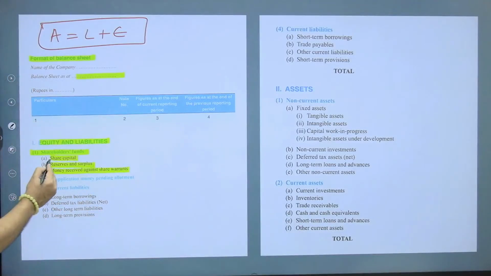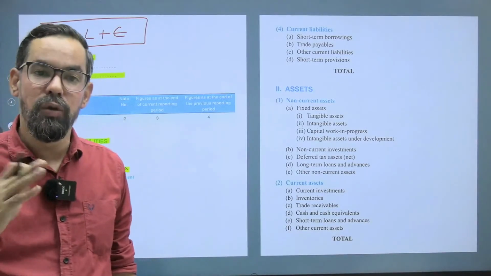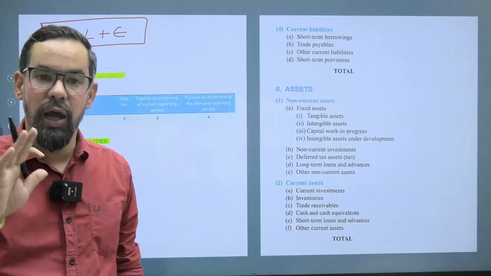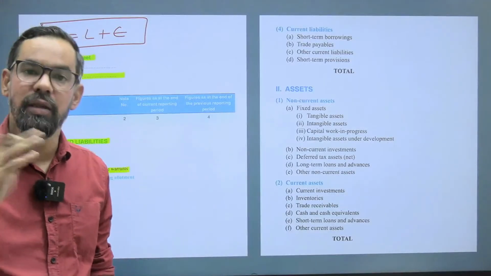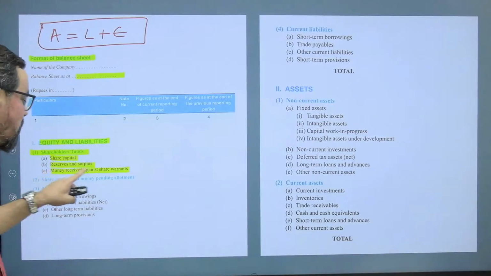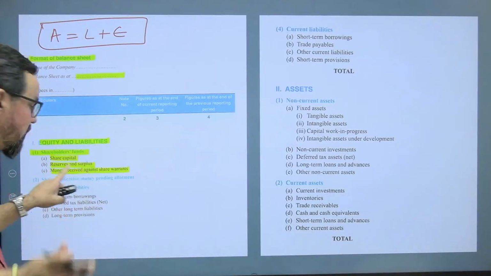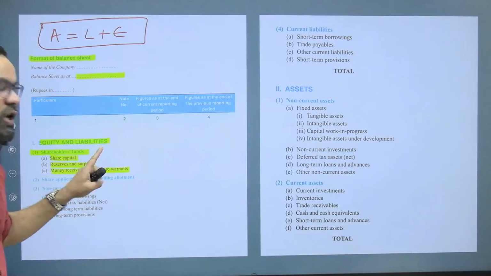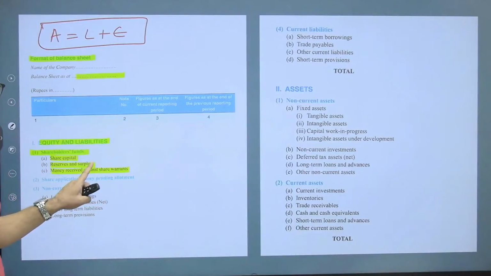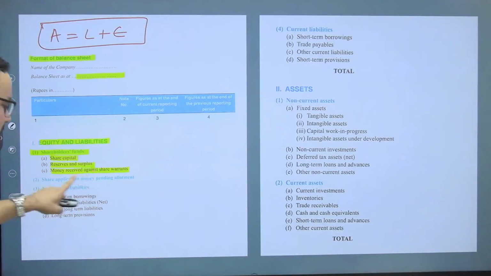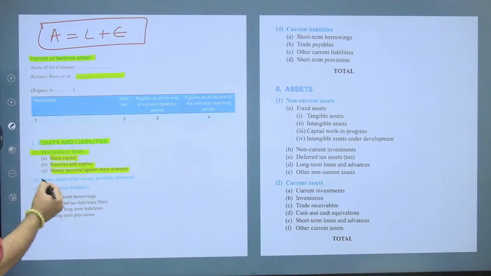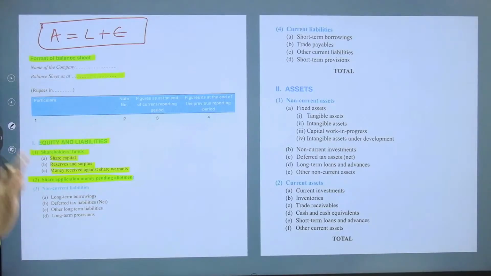Share capital, also known as risk capital, is money contributed by the core owners or proprietors and the other shareholders. Reserves and surplus are profit from the past. Money received against share warrants can be share premium or the other one, share application money pending allotment, if any, which is also known as your paid up capital, sorry, called up capital.